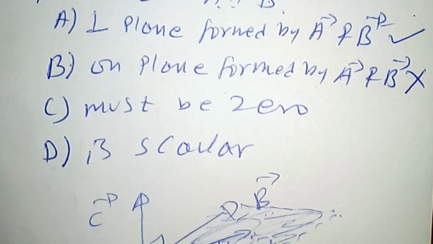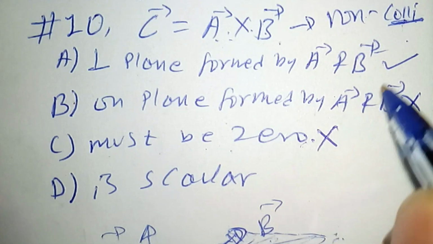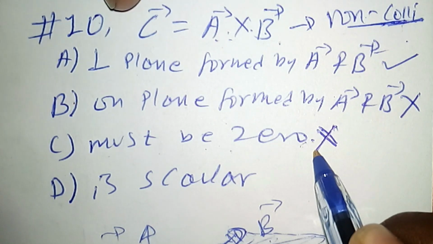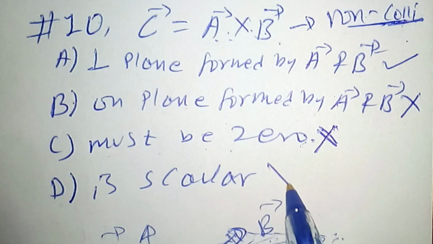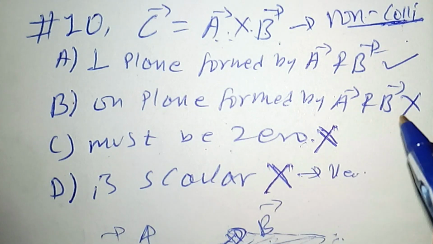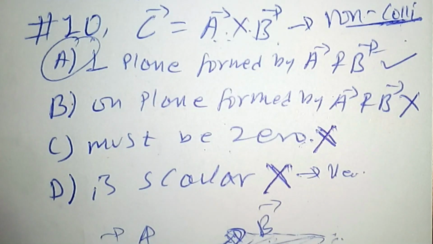C says the product must be 0. This is only true if the vectors are collinear, but if the vectors are non-collinear, we cannot have 0. The last option says it is a scalar. This is completely wrong because the vector product of two vectors cannot be a scalar. It's always a vector. So the only correct alternative is alternative A. That means the vector product of two non-collinear vectors A and B is perpendicular to the plane formed by vectors A and B.